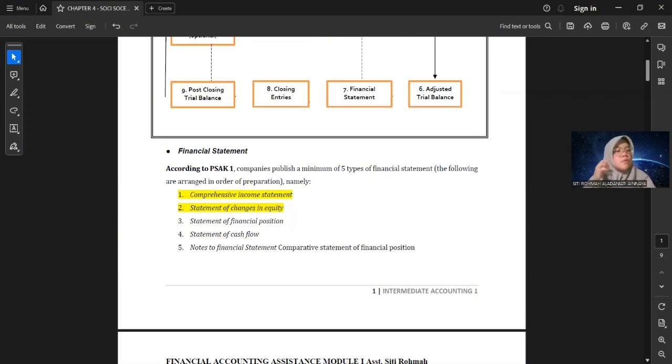Now, after that, we will discuss financial statements. According to PSAK 1, companies publish a minimum of 5 types of financial statements. The following are arranged in order of preparation. Namely, 1 is the comprehensive income statement, and then the statement of change in equity, and then the statement of financial position, and then the statement of cash flow. And the last one is the notes to financial statements, comparative statement of financial position.